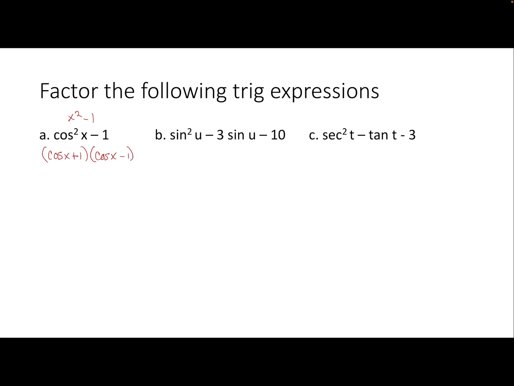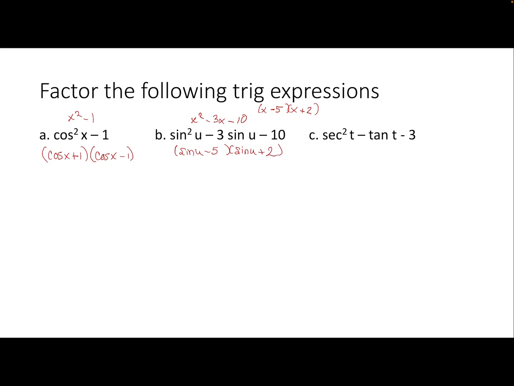Sine squared u minus 3 sine u minus 10 is like an x squared minus a 3x minus a 10. We would need an x times an x, and factors of 10 that can subtract to become 3 are a negative 5 and a positive 2. So this will factor into the sine of u and the sine of u, and a negative 5 and a positive 2.